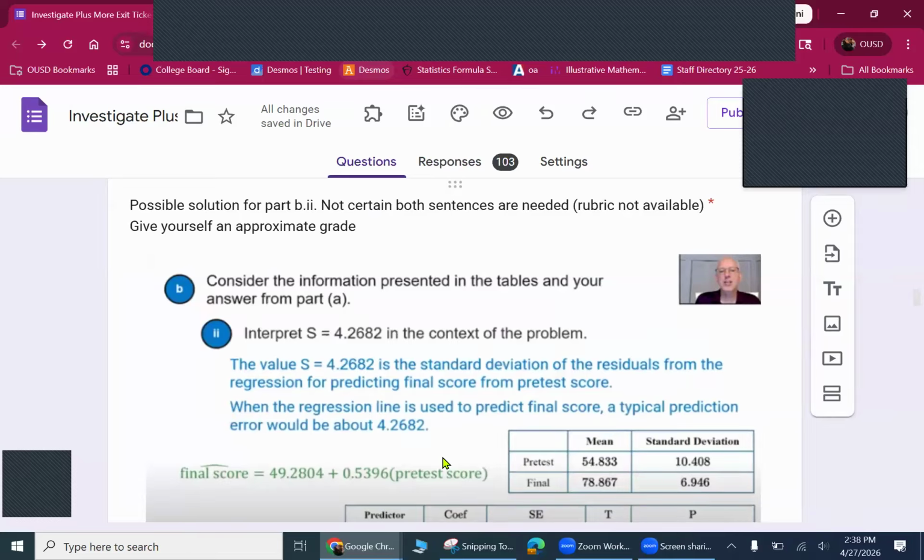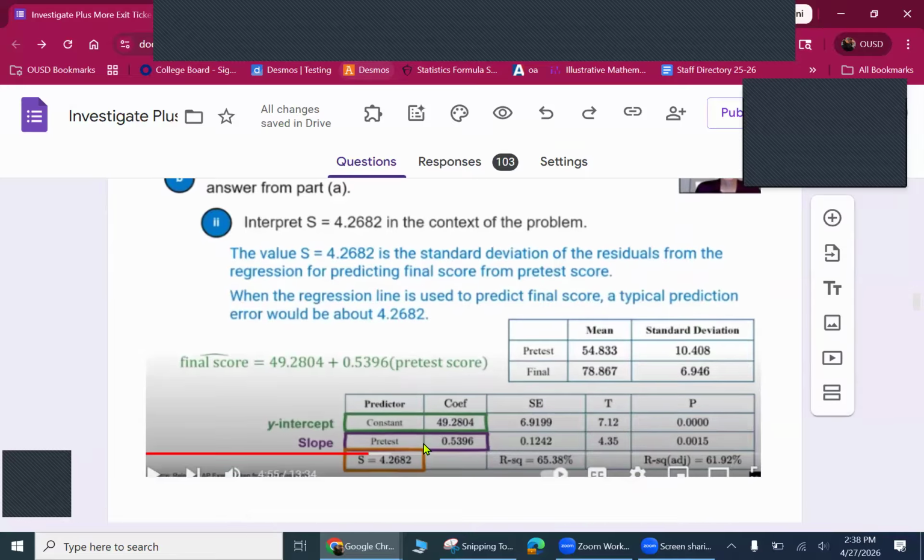I don't know what's in the rubric. Certainly, you need to say typical, distance from, or standard deviation relative to the line. And you probably need to say scores, some kind of units, but it's the y distance. So it's a distance in post score from the predicted value of post score on the line. On average, it's the standard deviation. So that's what that S is.